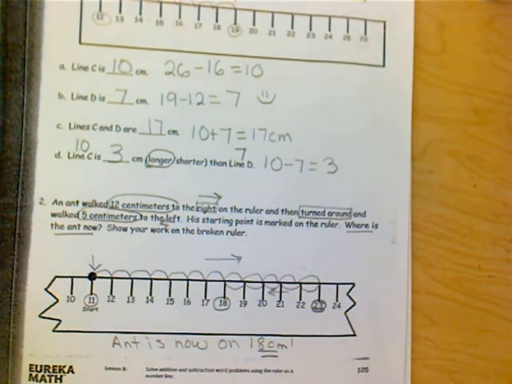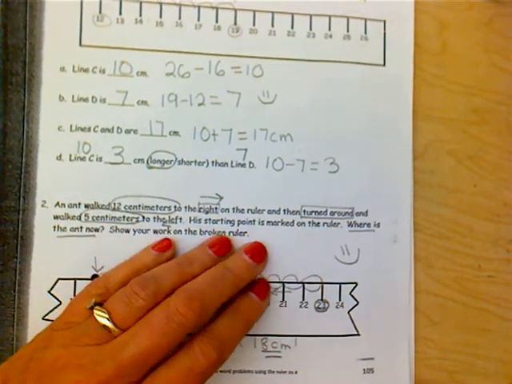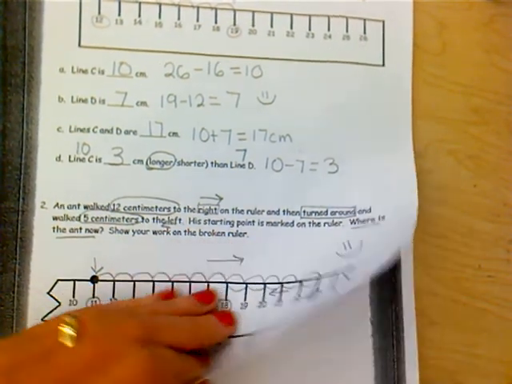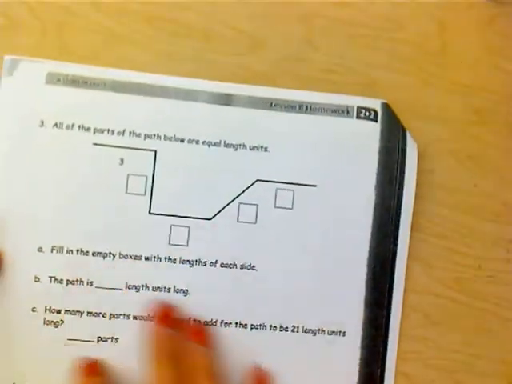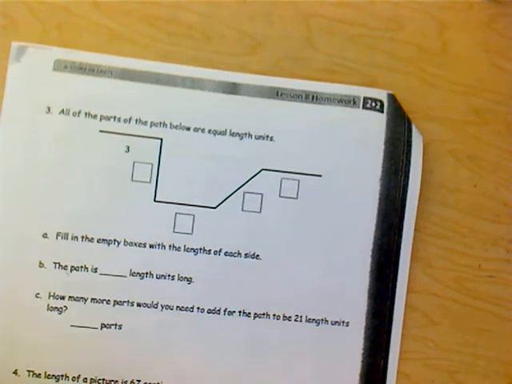How'd you do? Did you do pretty good? If you didn't, go back and try it again because I'm sure if you keep practicing, you will get better. All right, so we're getting ourselves ready for that exit ticket, but not quite yet. We're going to try problem number 3 at this point.